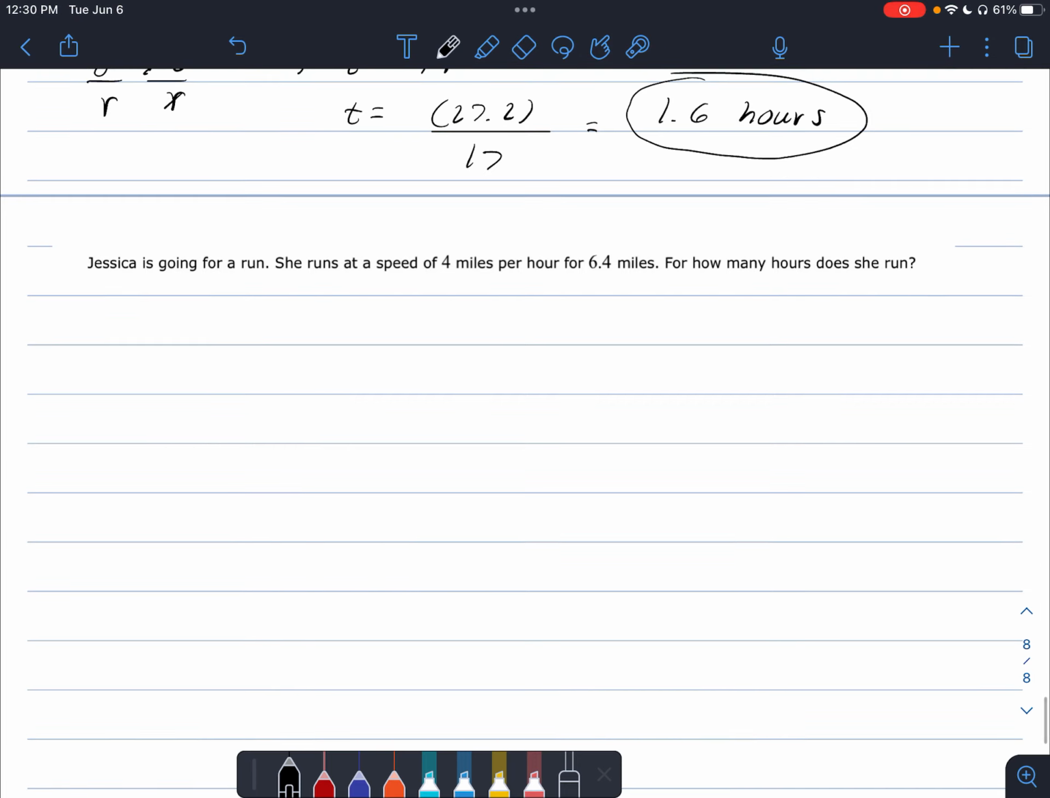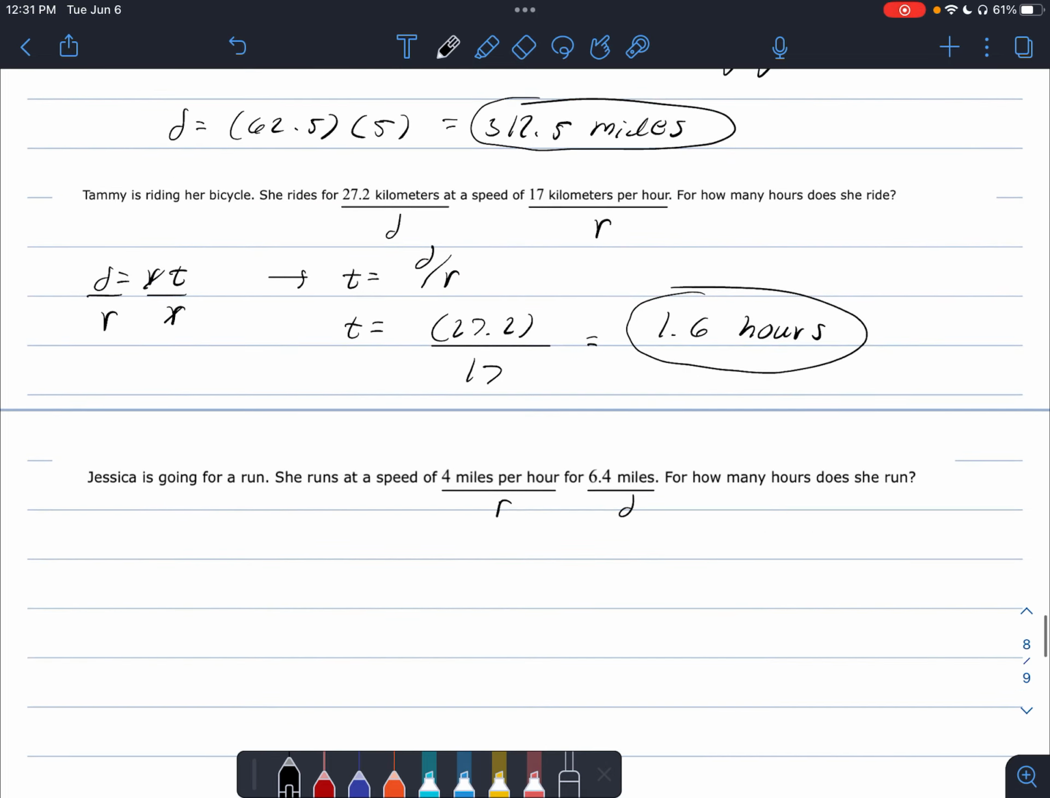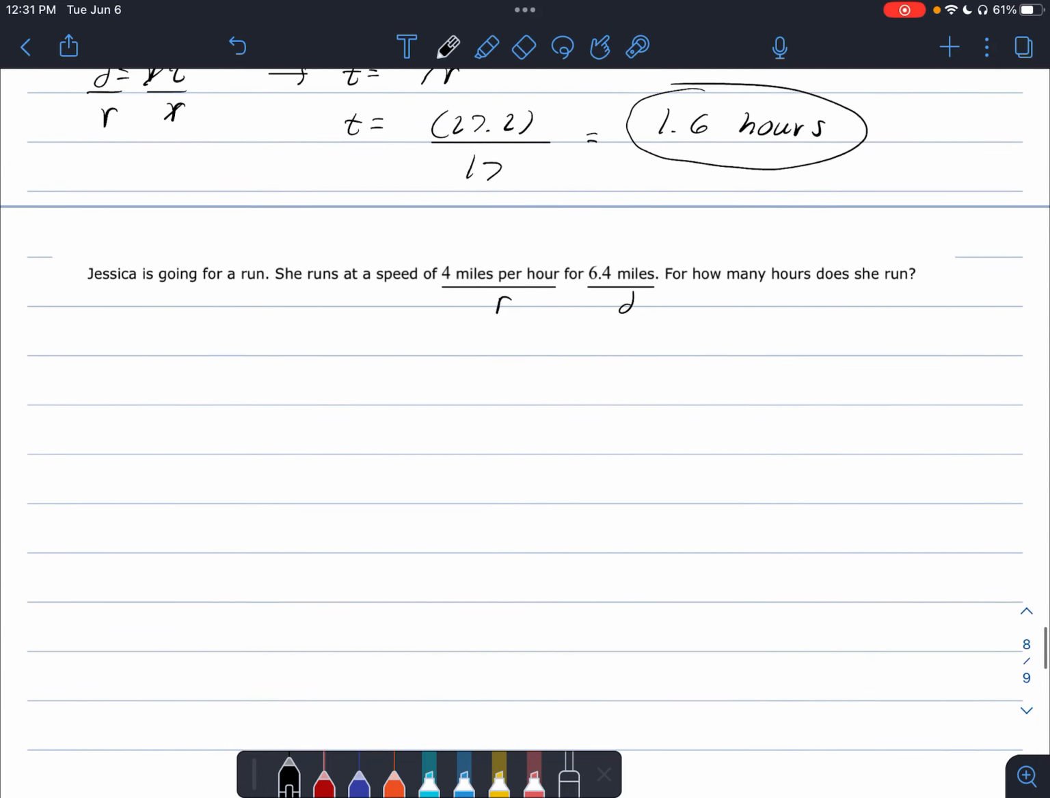Alrighty. Our next one says Jessica is going for a run. She runs at a speed of 4 miles per hour for 6.4 miles. How many hours does she run? It says she's going at a speed of 4 miles per hour. So that's our rate. And she does that for 6.4 miles. So that's our D, distance.